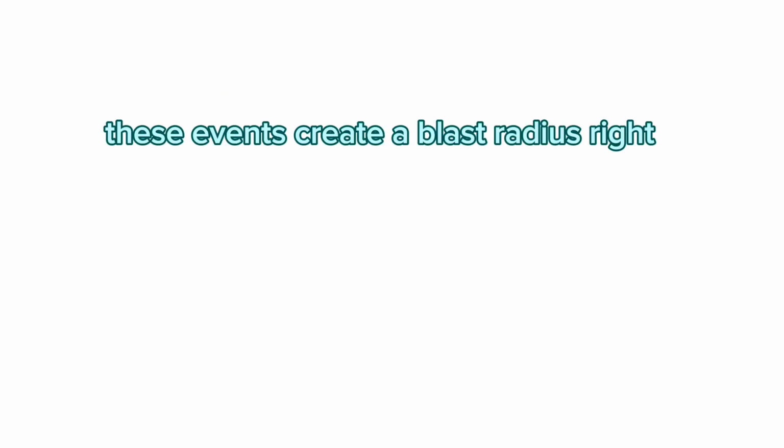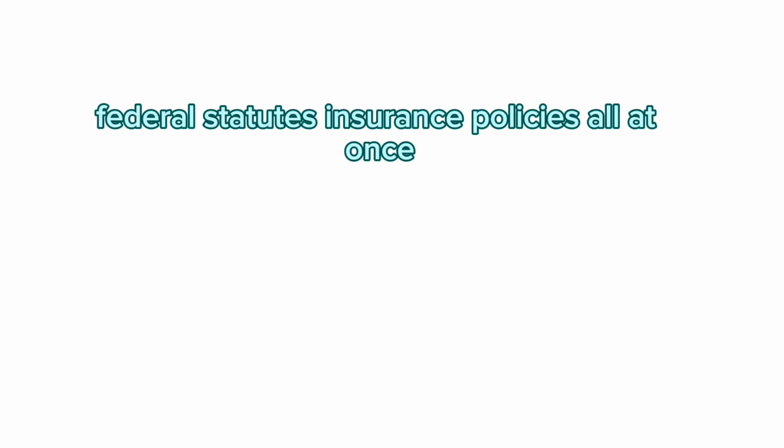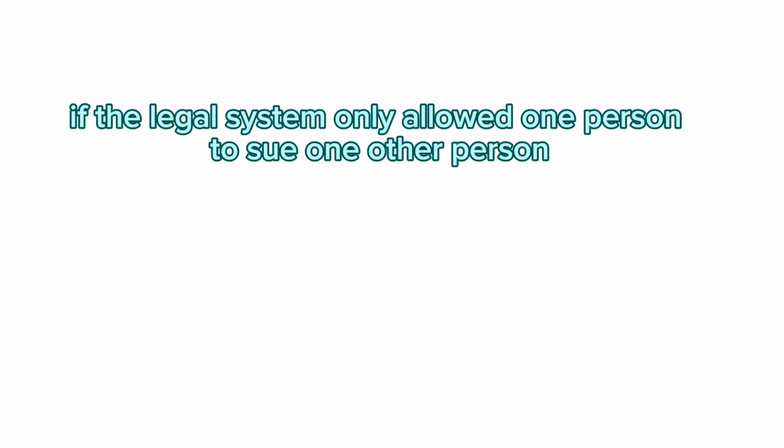Real life is messy. It's untidy. A car accident, a corporate merger that goes wrong, a defective product that explodes. These events create a blast radius. Right. They don't just hit one person, they hit dozens. They don't just involve one law being broken. They involve contracts, torts, federal statutes, insurance policies, all at once. If the legal system only allowed one person to sue one other person for one specific thing at a time, the courts would just grind to a halt in like 20 minutes.